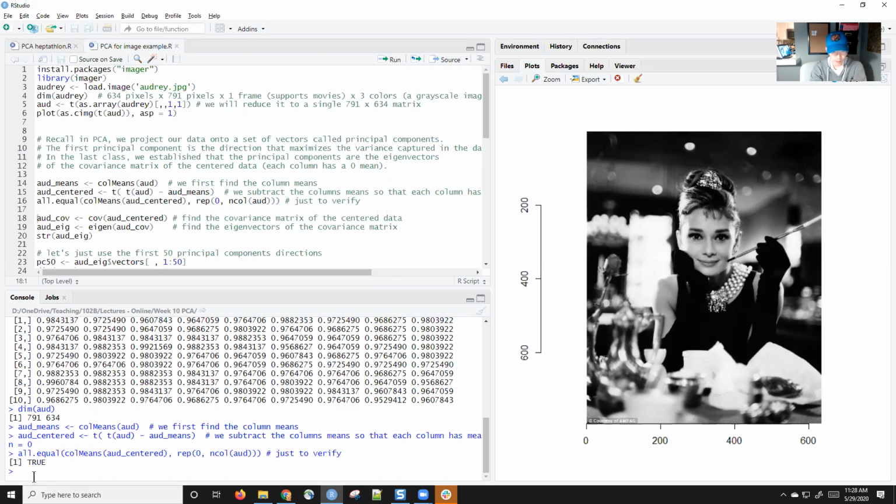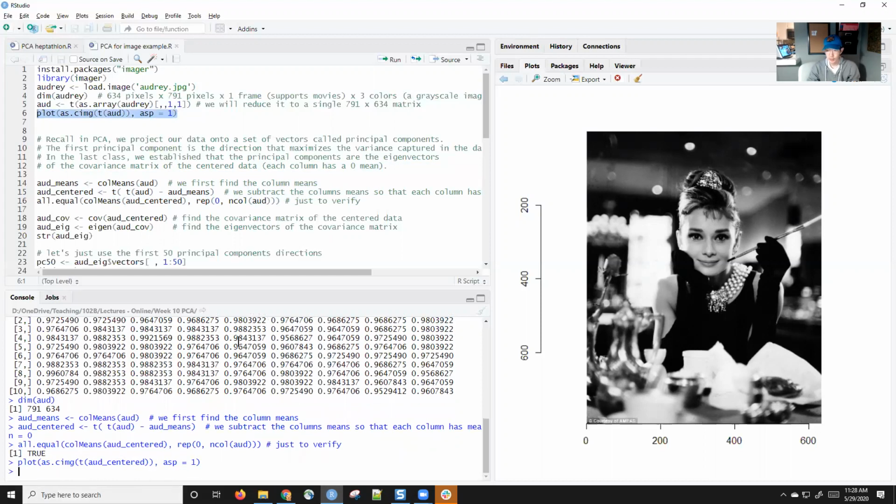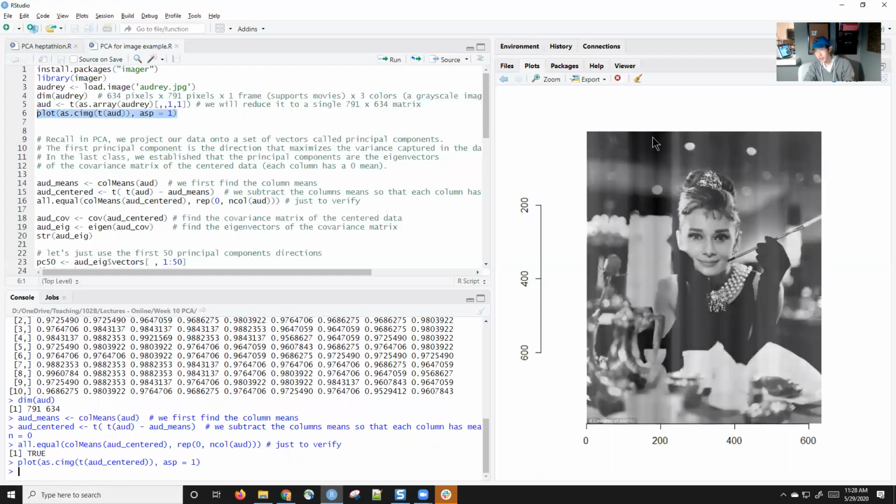And let me just show you what the image looks like after I've subtracted the column means. After I subtract the column means, I get these vertical streaks in here. The idea is that if you look at the average of the entire column, you're going to get the same value of 0, which relatively speaking would be kind of like gray, okay?